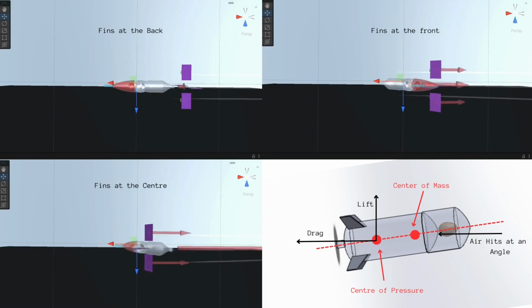Directional stability is the ability for a rocket to be able to return to its original flight path after a disturbance. For a rocket to achieve directional stability, the centre of pressure must be behind the centre of mass. By having the fins closer to the back of the rocket, this moves the centre of pressure and helps to keep the rocket stable.